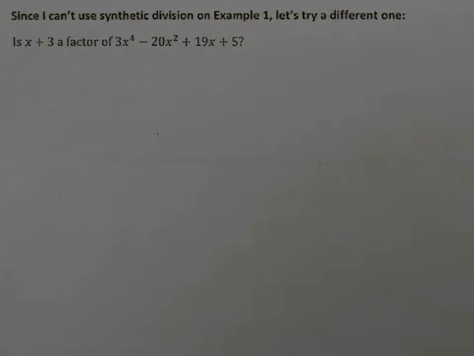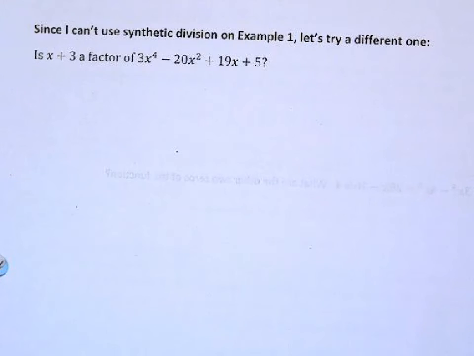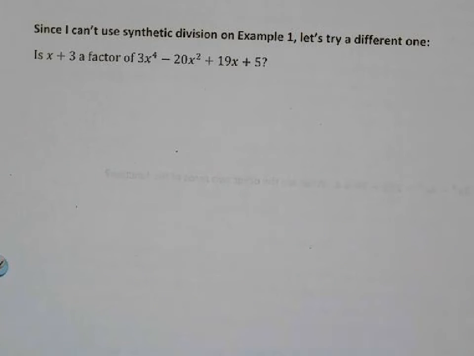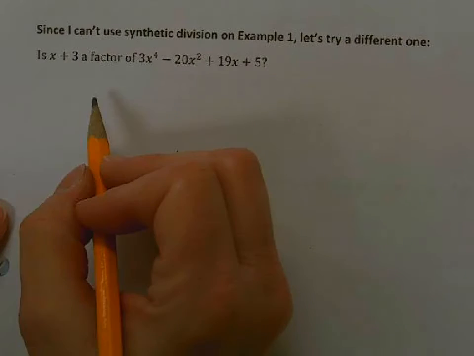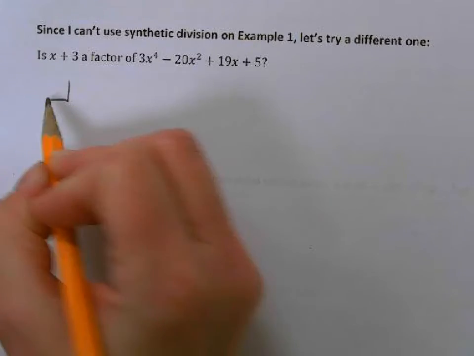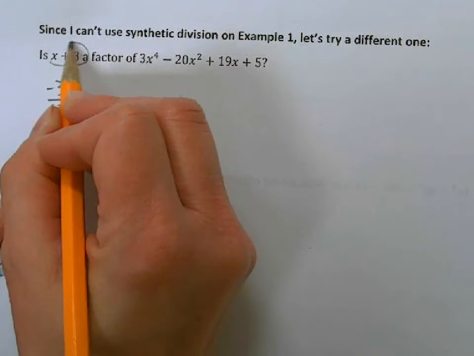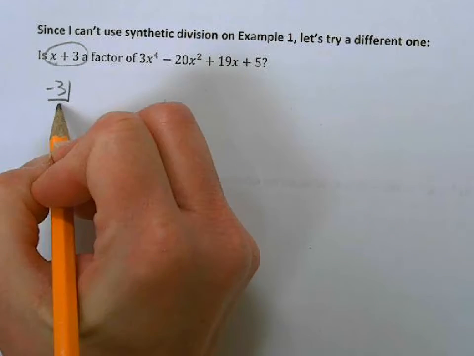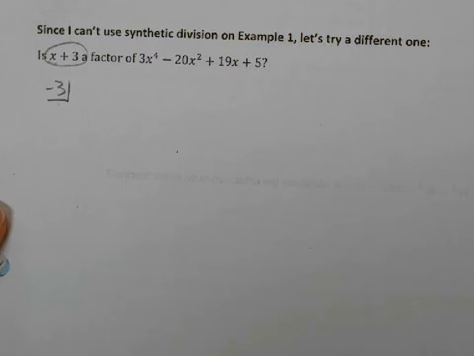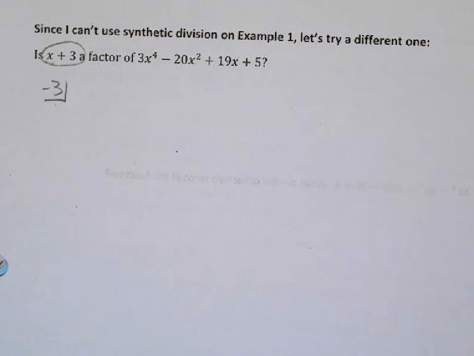Okay, this question says, notice I'm not finding the zero. It says, is it a factor? I'm going to know if it's a factor if the remainder is 0, right? Okay, can I do synthetic division? Yes. What number goes in the box? Negative 3. Why? Because if x plus 3 is the factor, I put the zero of -3 there. Okay, if you worked ahead and you have the numbers 3, -20, 19, and 5 on there, you are wrong. What did you miss?